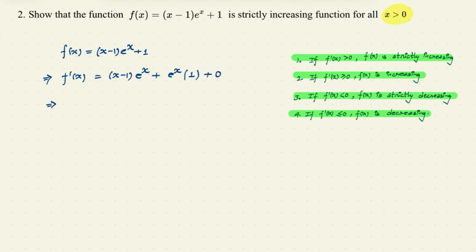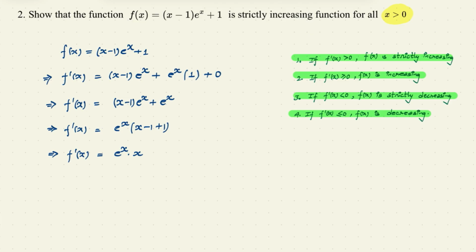That means f dash of x equals (x minus 1) e to the power x plus e to the power x. Now let us take out common e to the power x, then we will have e to the power x (x minus 1 plus 1), and hence f dash of x equals e to the power x into x. Now the question had already said that x is greater than 0.